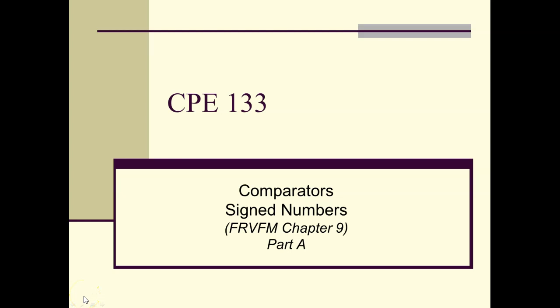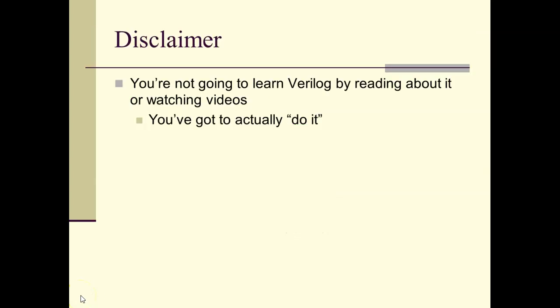This is CPE 133. This is Chapter 9 in the Free Range Verilog Foundation Modeling book. We'll do this in a couple parts, starting with, of course, Part A. So we'll be talking about comparators, a typical subject, but we'll be getting to signed numbers and how Verilog handles signed numbers.